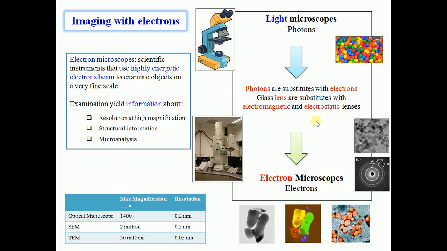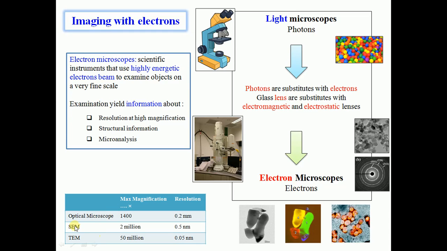And we have very high resolution at high magnification. We can study structural characterization, we can do the micro analysis as well. So far as magnification and resolution is concerned, magnification is the number of times the object can be magnified. With the help of optical microscope, the magnification is of the order of 1400, for example, and resolution is 0.2 millimeter.